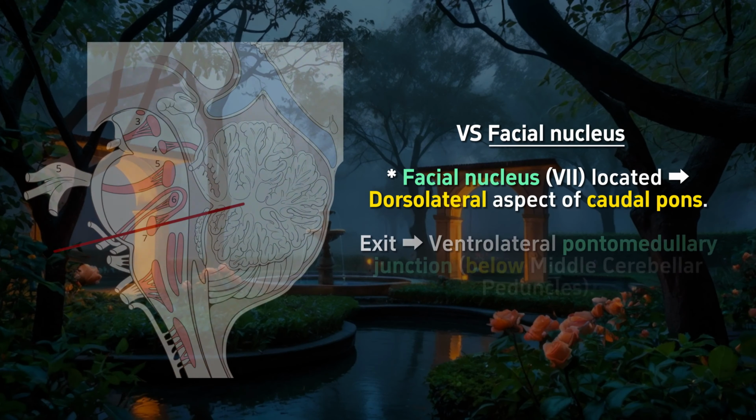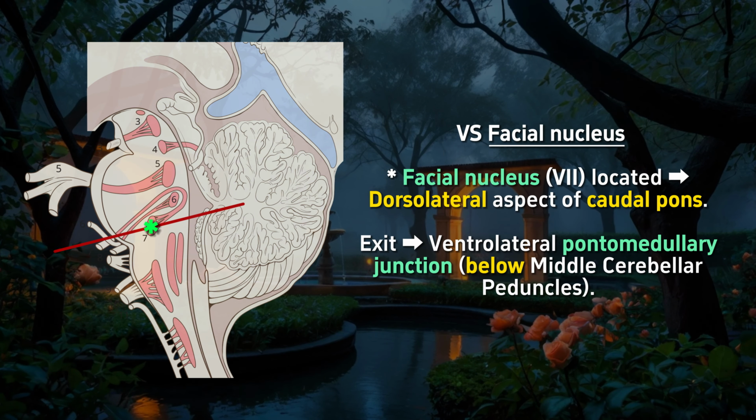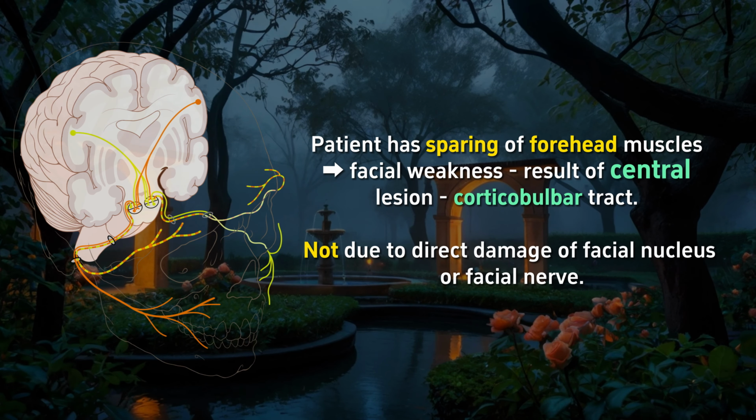The facial nucleus is located in the dorsolateral aspect of the caudal pons, and the nerve exits at the ventrolateral pontomedullary junction below the middle cerebellar peduncles. This patient has sparing of the forehead muscles, which indicates that his facial weakness is a result of a central lesion affecting the corticobulbar tract and is not due to direct damage to the facial nucleus or facial nerve.